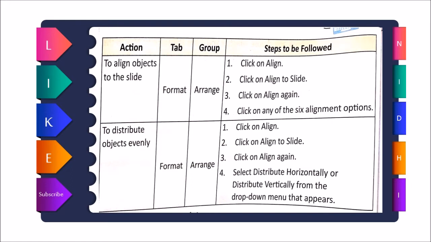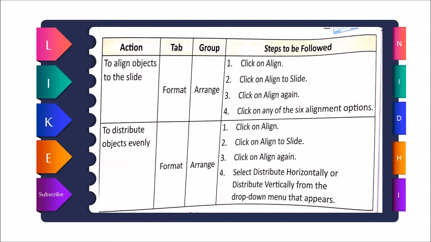This is a table that shows these things. You will find this in the Format tab, and the group name is Arrange. The steps to be followed are: click on Align, then click on Align to Slide, and then click on Align again. Click on any of the 6 alignment options.